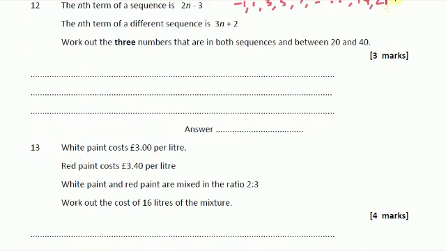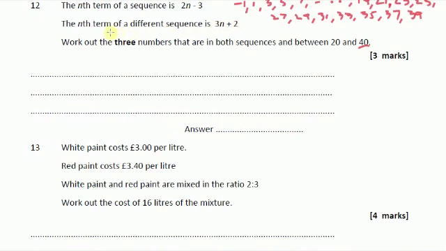So then you've got 19, 21, 23, 25, 27, 29, keep going, 31, 33, 35, 37, 39. So there's lots of them. And I can stop at 39 because it says between 20 and 40.